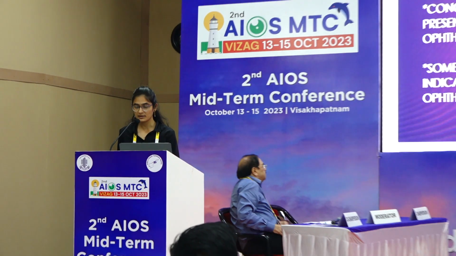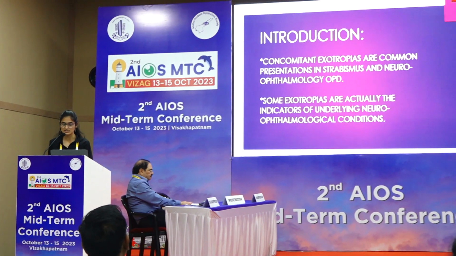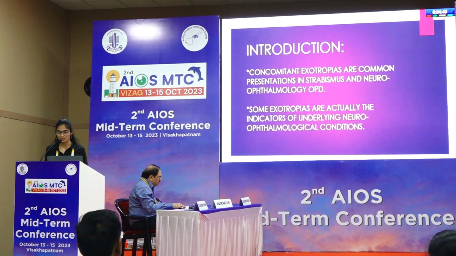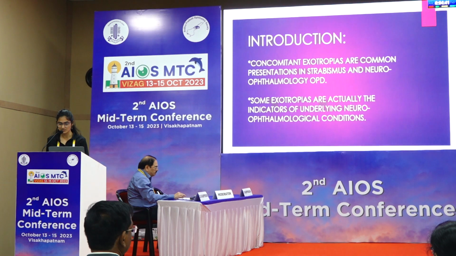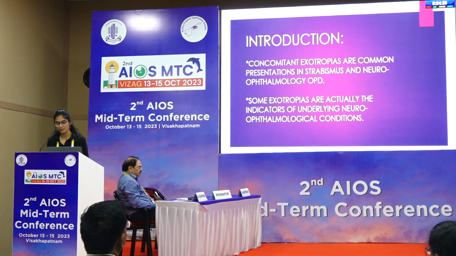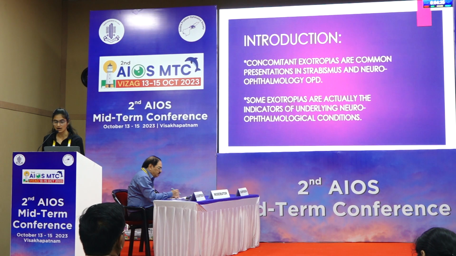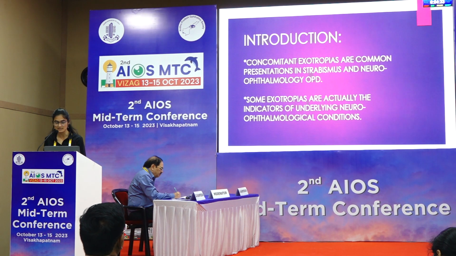I'm today presenting the topic of exotropic deviations masking numerous neuro-ophthalmological conditions. Introduction. Concomitant exotropias are common presentations in strabismus and neuro-ophthalmology OPD. As we all know, exotropia is an outward deviation of the eye and is one of the most common strabismic complaints. But the most common presentations in neuro-ophthalmology OPD are restriction of extraocular movements and double vision.